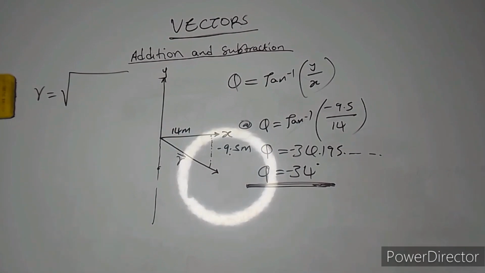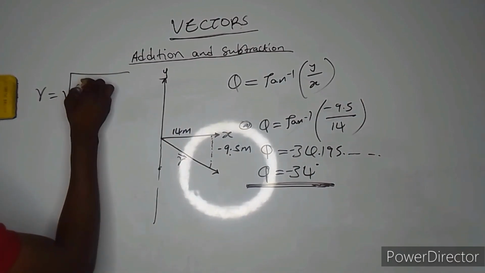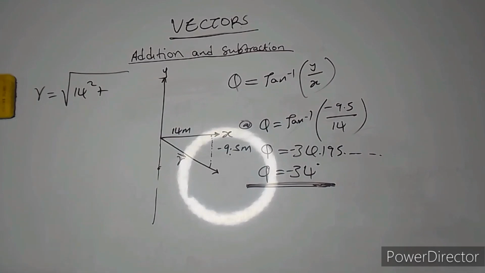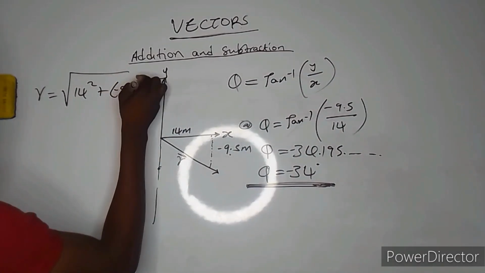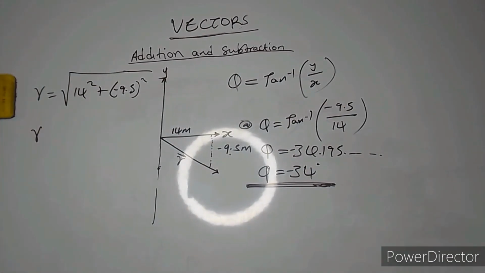In this case, our x component is 14. So 14 squared plus the y component, which is negative 9.5. So we square this. What are we getting?